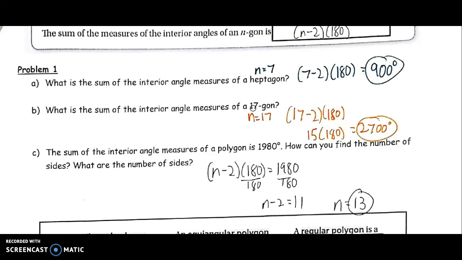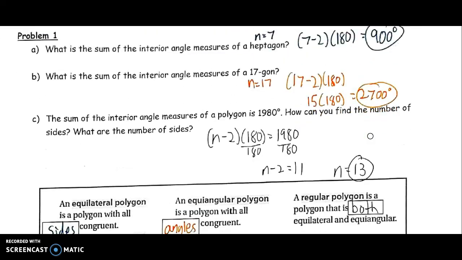Same thing if it was a 17-gon. Notice that we don't have to name it. We just have to list 17-gon as a 17-sided figure. I still do the same work. I subtract 2 from the number of sides. So 15 times those triangles, 180, gives us 2,700 for the total angle sum on the interior.